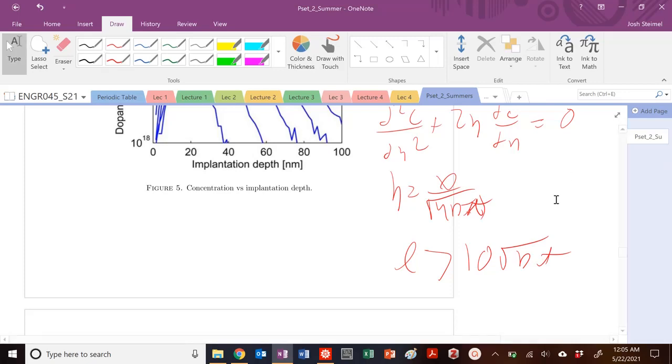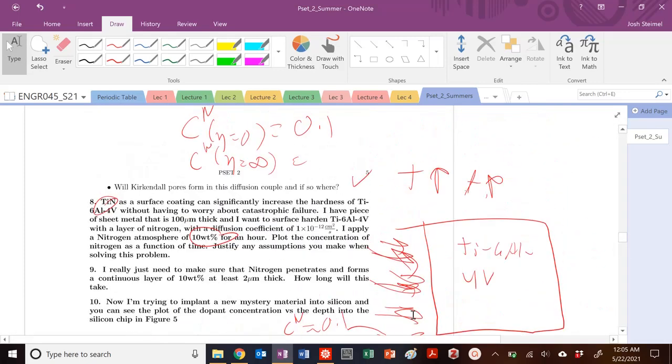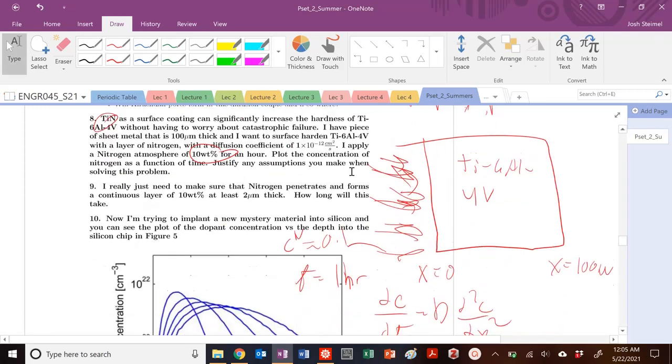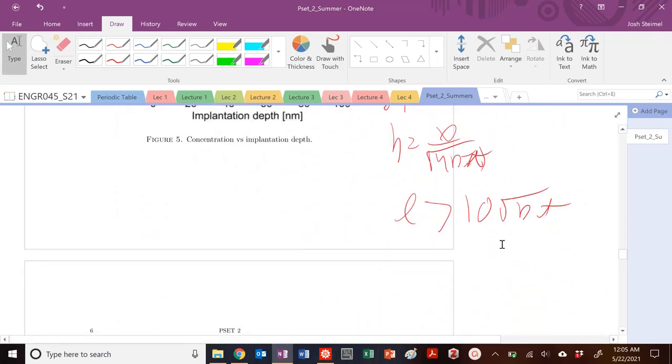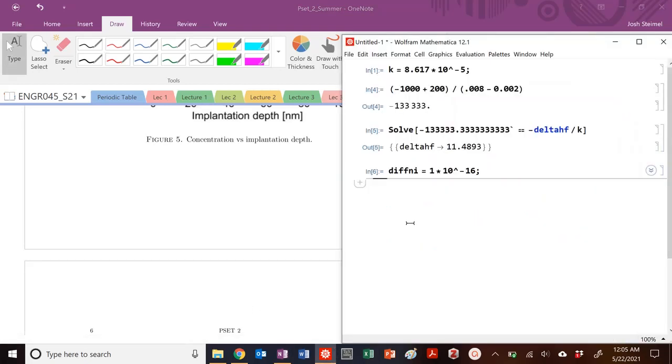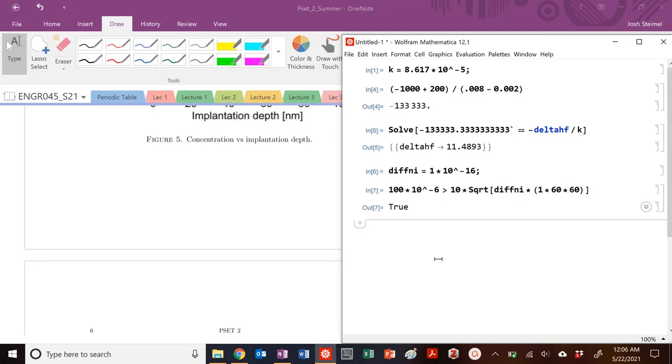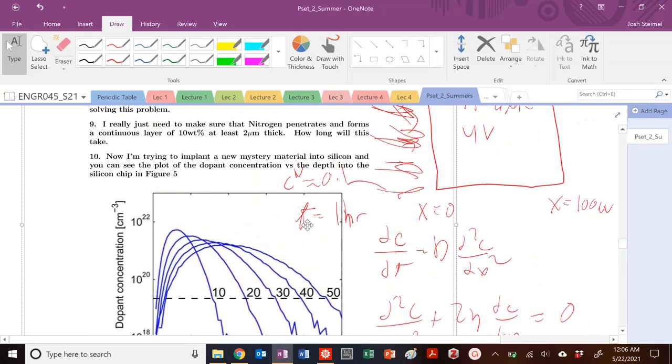If this is true, then I can assume this is semi-infinite, and thus the concentration there is 0. Let's see if we satisfy this condition to assume semi-infinite. The length of my material is 100 micrometers. So I need to see if 100 times 10 to the minus 6 is greater than 10 times the square root of diff nitrogen times my time, which is 1 hour, so 1 hour times 60 minutes per hour times 60 seconds per minute. Yes, it is larger, so I can treat it as semi-infinite.